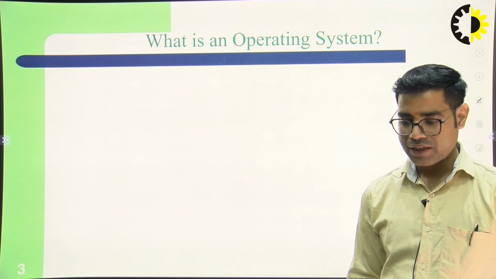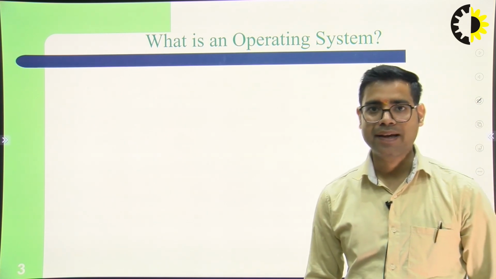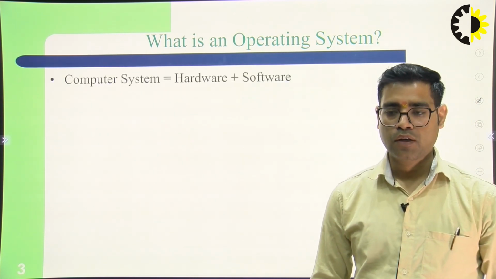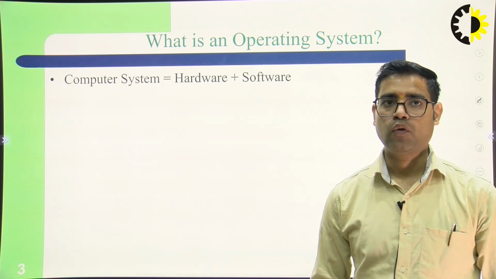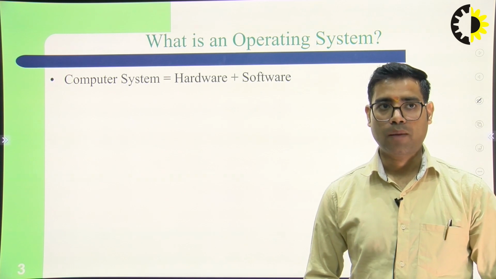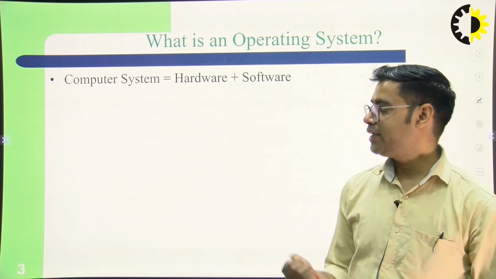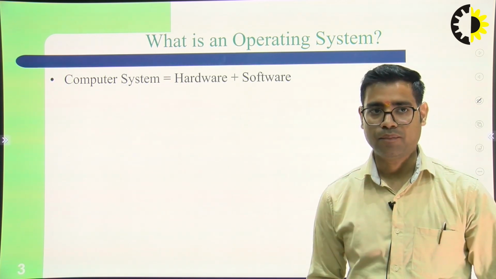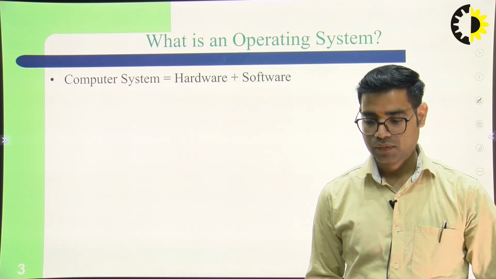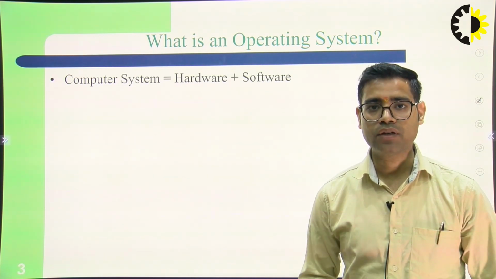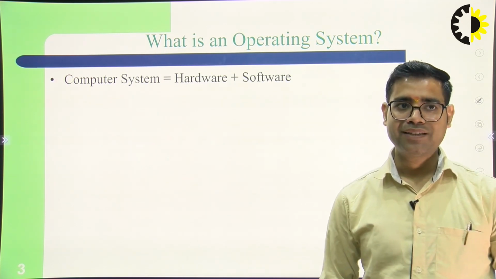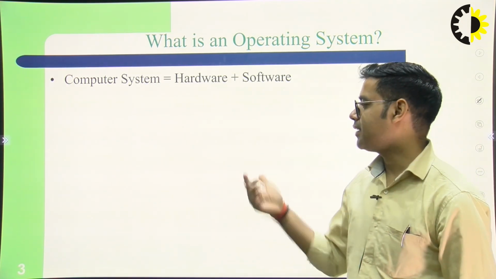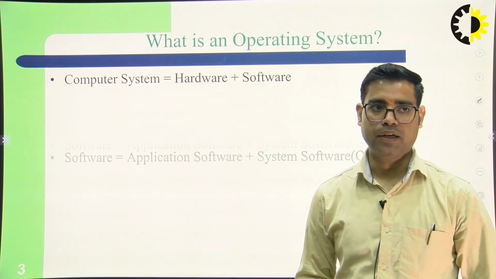Now firstly we have to understand what is an operating system. Before we start to describe the operating system, firstly we need to understand the system. So system contains the hardware as well as the software. It is the combination of these two terminologies, that is the hardware and the software.